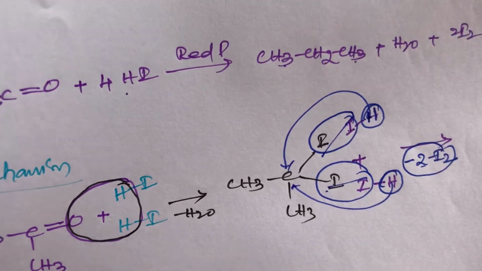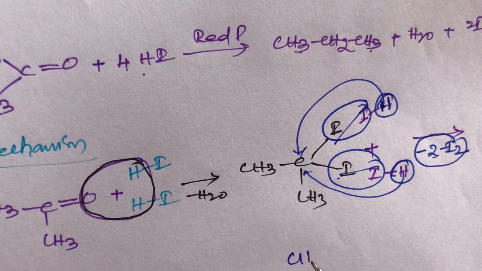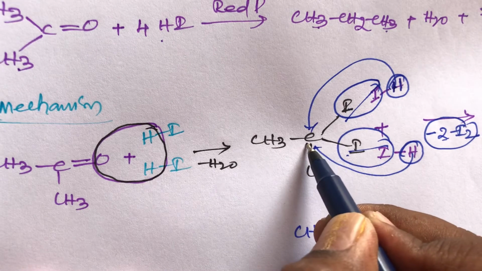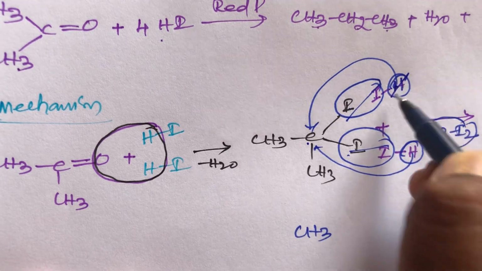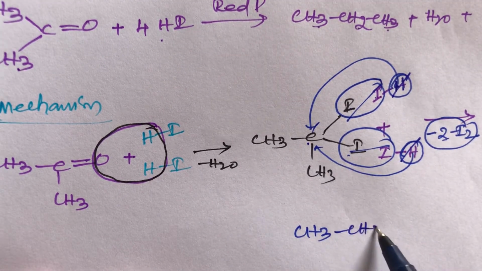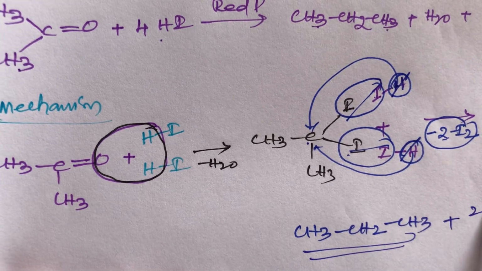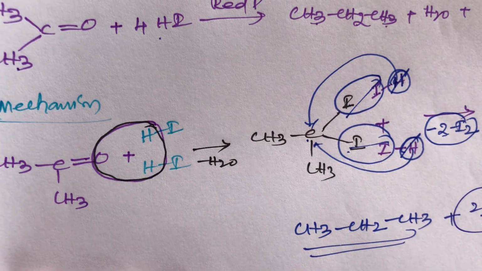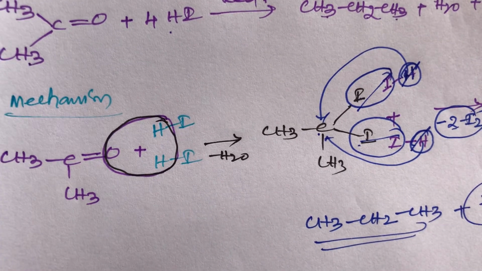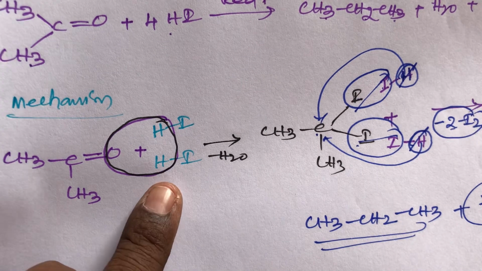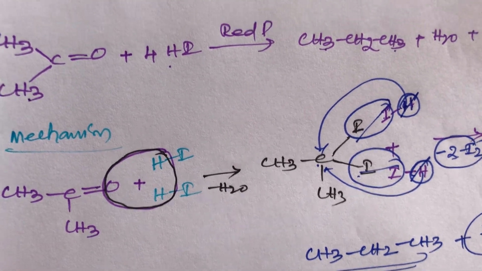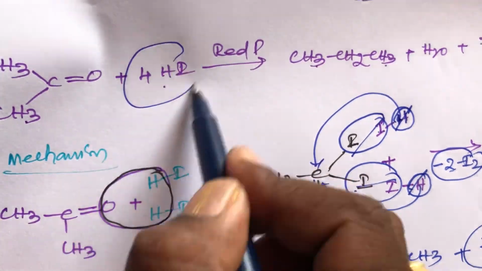So what is the final product? That is CH3, then the middle carbon combines with 2 hydrogens, CH2, then CH3, propane, plus 2 I2. This is the mechanism of acetone reduction with HI in the presence of red phosphorus. This is a simple trick for the mechanism of acetone. In this reaction, 4 moles of hydrogen iodide are involved.